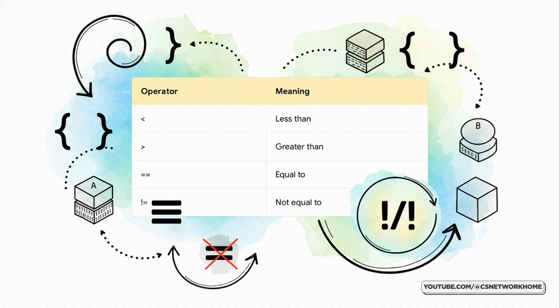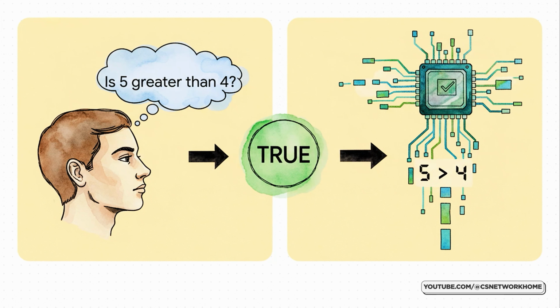This is a fantastic way to picture what's happening. In our heads, we ask a question like, is 5 greater than 4? Well, the computer asks the exact same thing. It just uses these operators to do it. It looks at 5 greater than 4 and thinks about it for a nanosecond and correctly comes back with the answer, true. It's that simple, yes or no logic that runs literally everything.